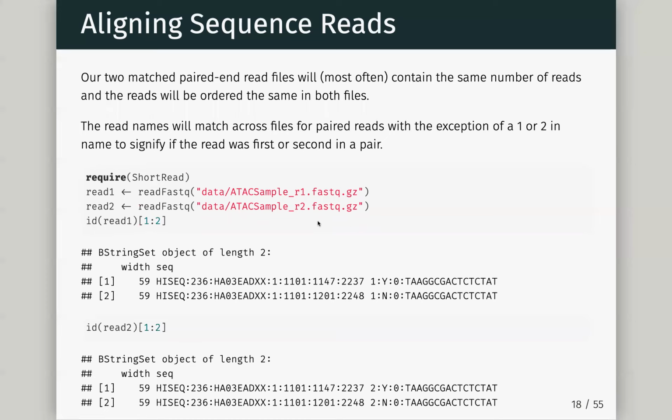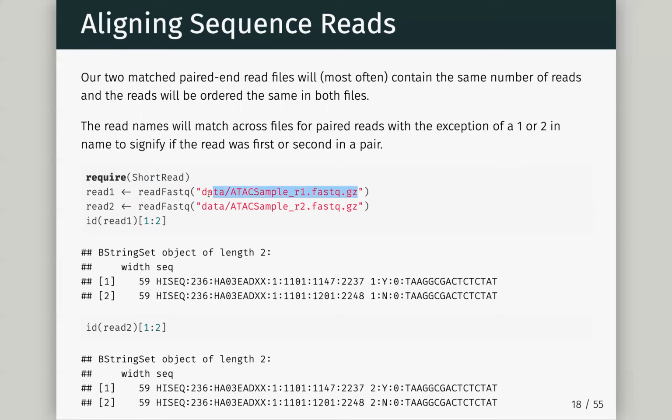These two matched paired end read files should contain the same number of reads. They may not. If you've got them straight from your genome center, they will. Someone may have filtered or changed your FASTQ before they get to you. So that is a possibility, and you might want to check that. But we can get an idea of what's happening inside our FASTQ pretty quickly just by loading the ShortRead library. ShortRead allows us to handle FASTQ data.